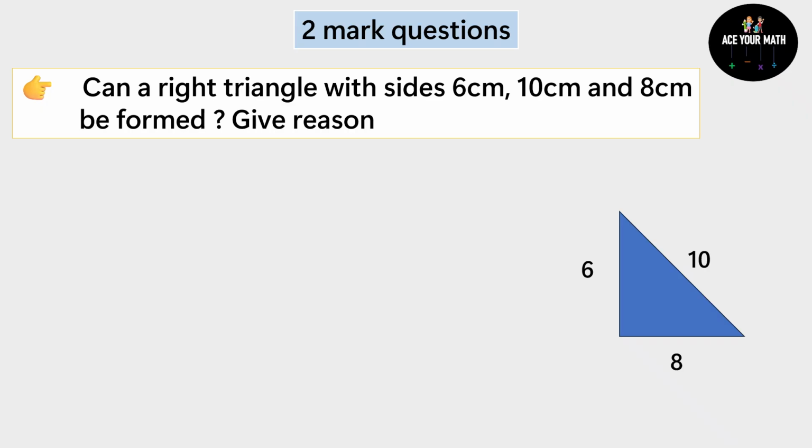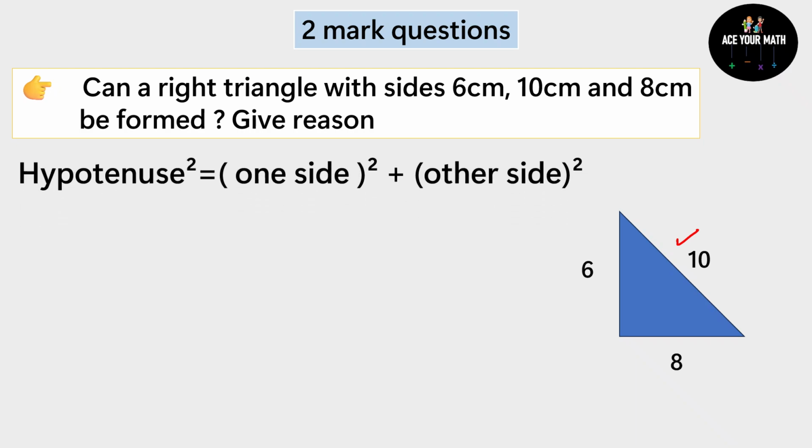So the hypotenuse is where I have written 10. The longest side is always the hypotenuse and its value is 10. And if it is a right triangle, it should satisfy the given condition. What is the condition? The condition is that the hypotenuse square is equal to the square of one side plus the square of the other side.